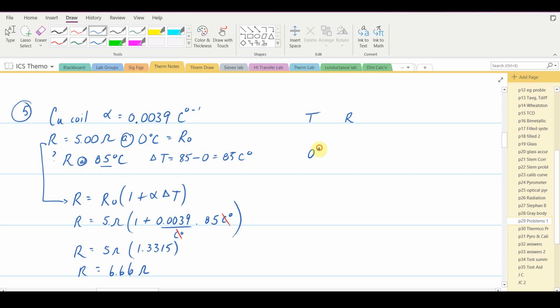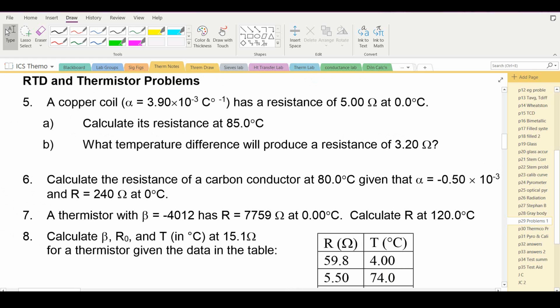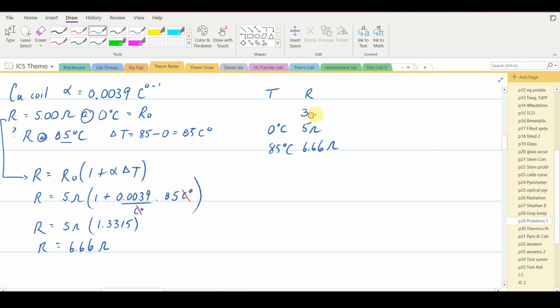At 0 degrees Celsius, our resistance was 5 ohms. We've just determined that at 85 degrees C, the resistance is 6.66 ohms. And in part B, what temperature difference would produce a resistance of 3.2 ohms? If we have 3.2 ohms, what's delta T? Well, delta T would be the difference from 0, so delta T would be essentially the same as T, at least numerically. Let's calculate delta T.